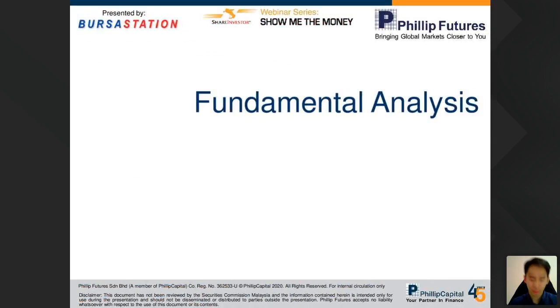Okay, so now we'll move on to a more interesting part of the presentation and this sharing. I'll walk you through a bit of fundamental analysis. Before you start trading in any asset or whatever investment you're doing, you need to know what are the reasons that cause the price to move up or cause the price to move down.